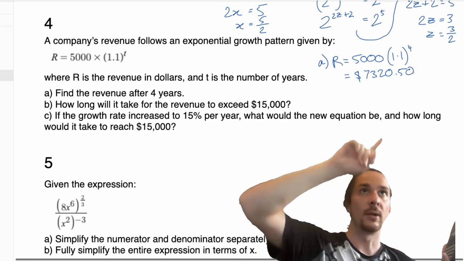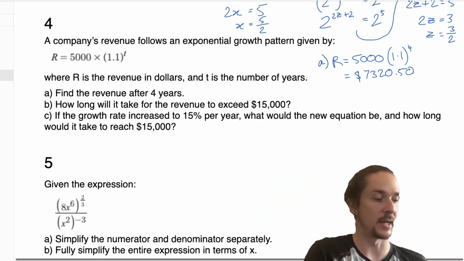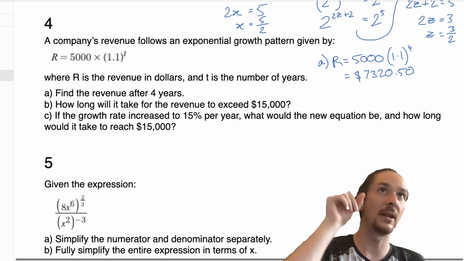So when I press equals, it will be like doing 5,000 times 1.1 to the power of 1. So that's after 1 year, we have 5,500 revenue. If I press equals again, it gives me after 2 years, we have 6,015 revenue. Press it again, 6,655. Press it again, we get 7,320.5.